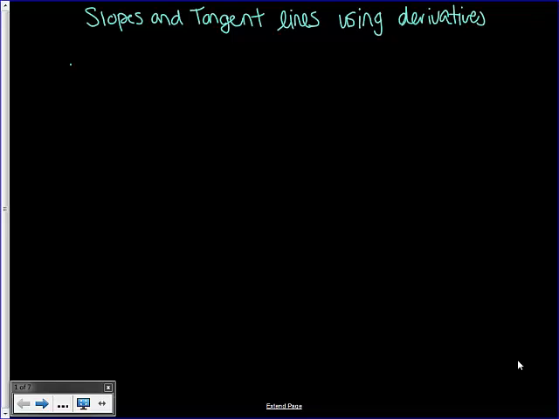Now let's think back to what I said starting this unit on derivatives, is that derivative just literally means slope. So if you find the derivative, you found a formula for slope. So derivative is slope, or a formula for slope.